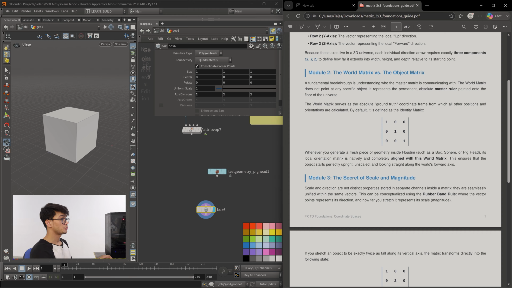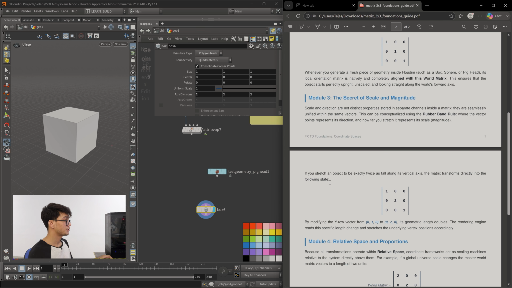When you generate a fresh piece of geometry inside Houdini, such as a box, sphere, or pig head, its local orientation matrix is natively and completely aligned with the world matrix. It will align with the world matrix. If you say that its face will be in the positive z direction, then its face will align with the matrix that is facing in that direction that we created at first. So it will align in that direction.